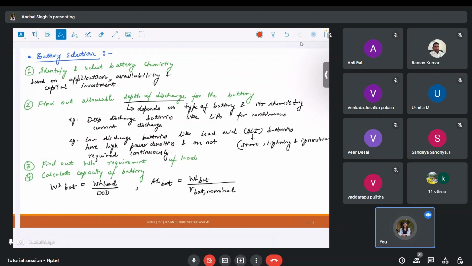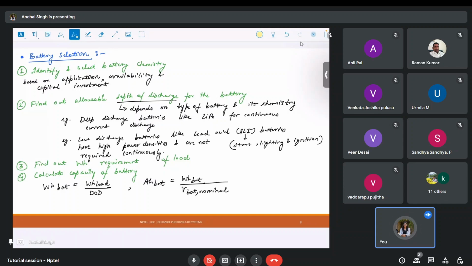Now, next is battery selection. How do you select a battery for any application? So first of all, we start with identifying the chemistry of the battery. Okay, so how do you decide the chemistry of the battery? You decide based on the application, the availability and the capital investment.